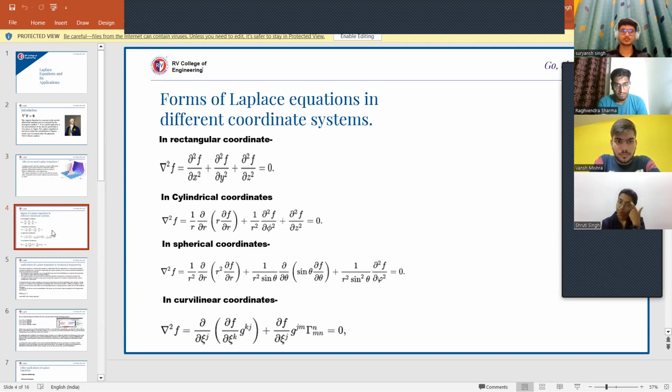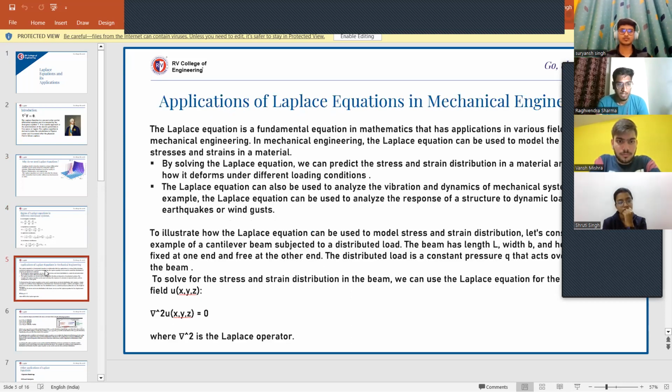Now, there are several forms in which we can write Laplace equations. Here are some of the forms. In the rectangular coordinate system, this is the Laplace equation. Similarly, in cylindrical, spherical, and curvilinear coordinates also, we can express Laplace equations. Now, we'll see applications of Laplace equations in mechanical engineering.